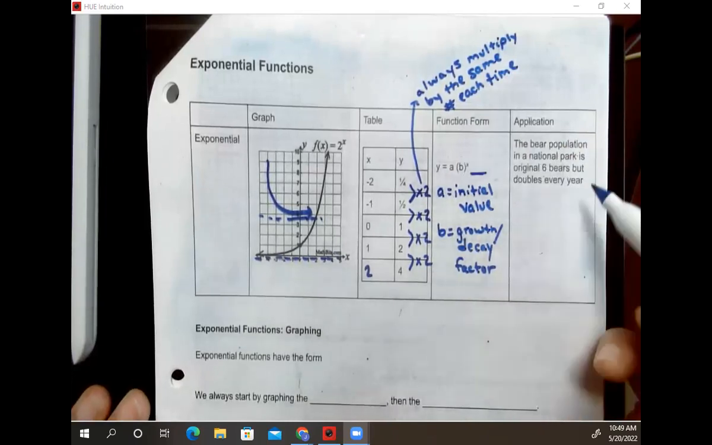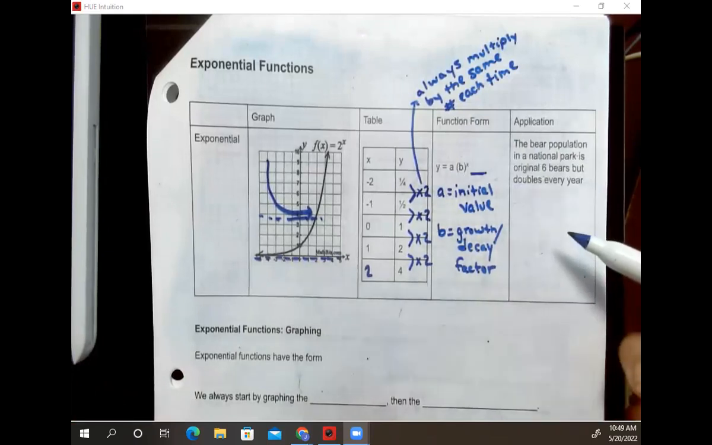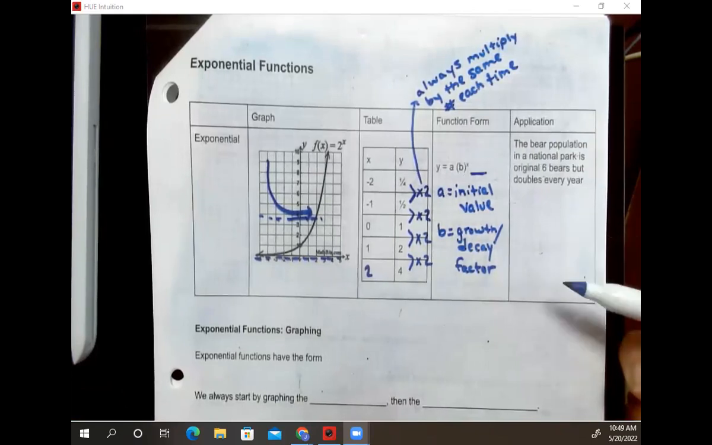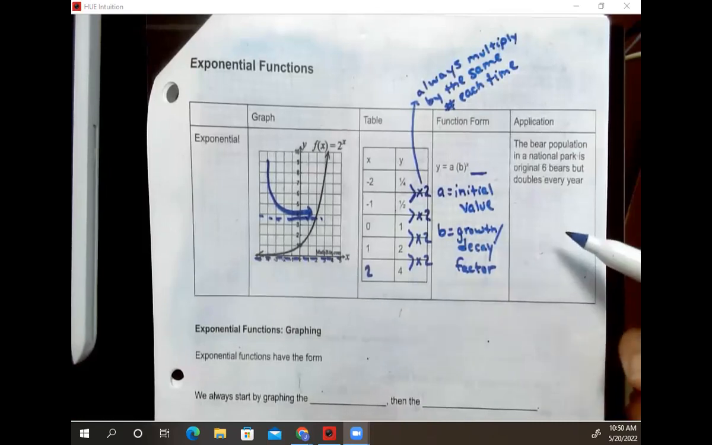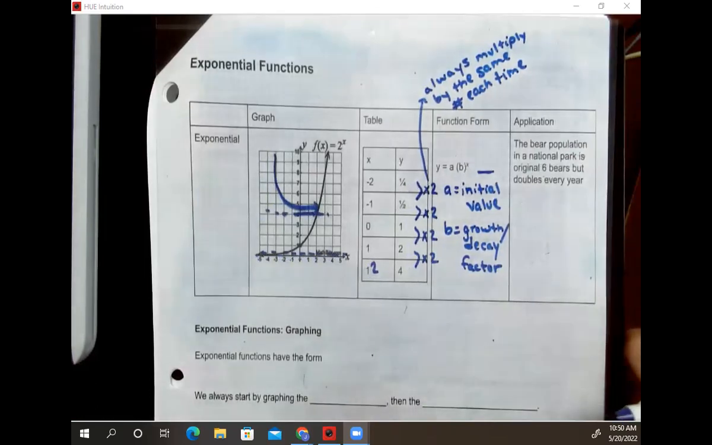And then our problems in context, our applications of exponential functions look something like this. So we have a bear population in a national park. It's originally 6 bears and it doubles every year. Or maybe our bear population is originally 6,000 bears and that population decreases by 5% each year. Those would be both examples of exponential functions. One growth, the other decay.